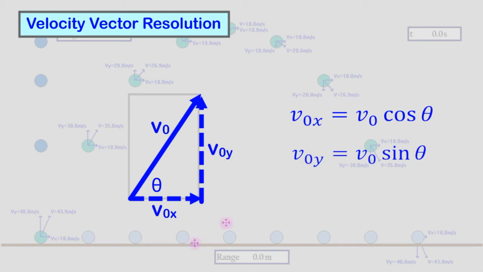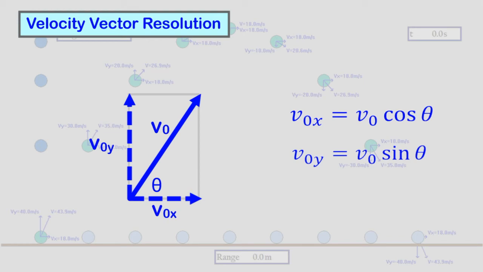Now, the adjacent side is the one next to the angle, so therefore it's V naught cosine theta to find the V naught x, or the adjacent side. So that's how you resolve a vector. You just basically plug the hypotenuse in and multiply it by either cosine of theta if you want the x side, or sine theta if you want the y side.